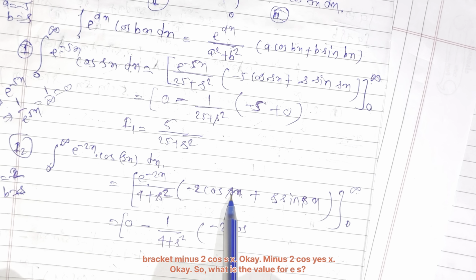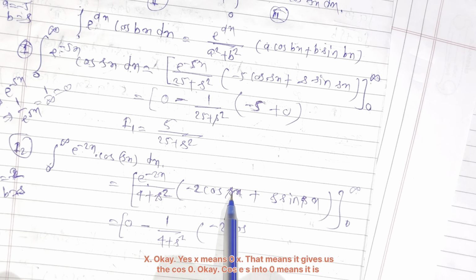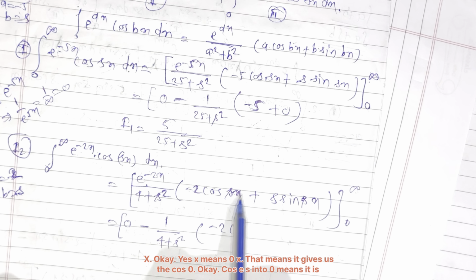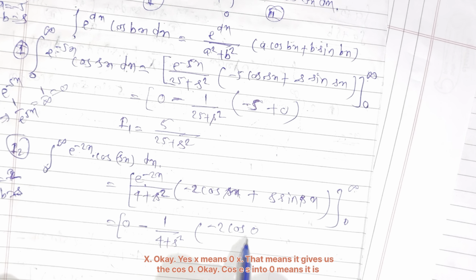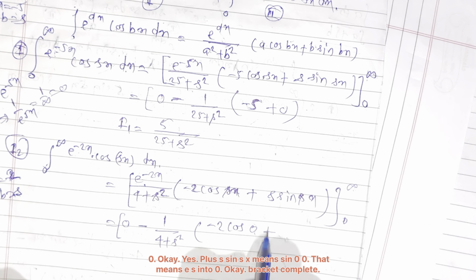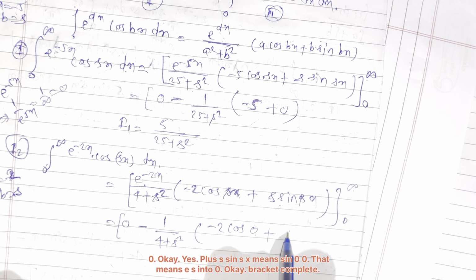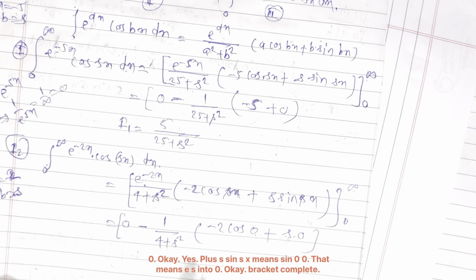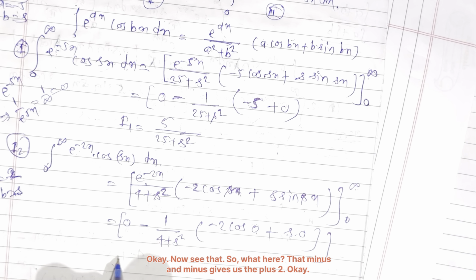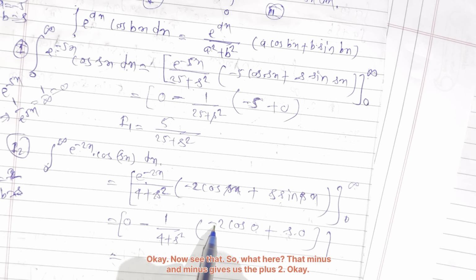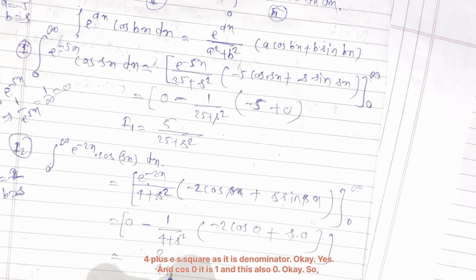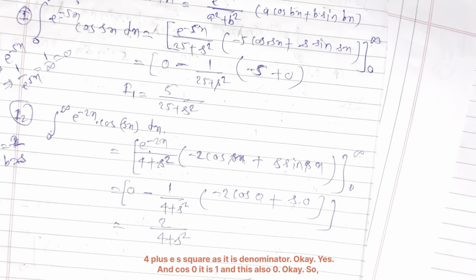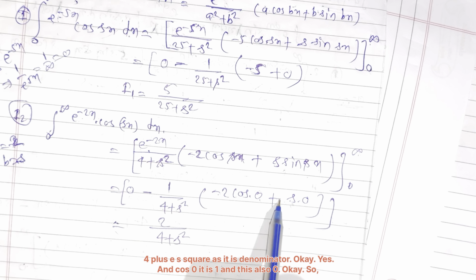What is the value for s x? With x as 0, cos of s into 0 is cos 0, and s sin s x means sin 0, that is s into 0. The bracket is complete. Now see that minus and minus gives us plus 2, with 4 plus s square as the denominator. Cos 0 is 1, and this other term is also 0.